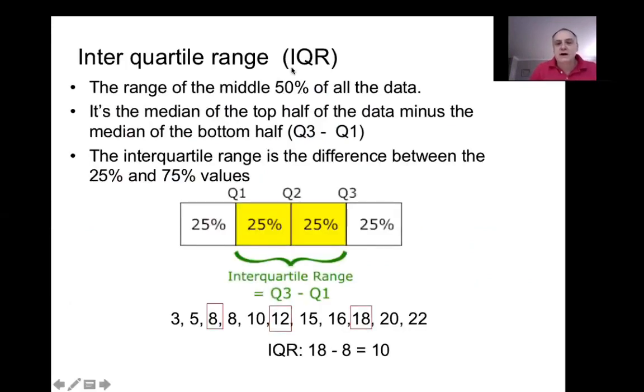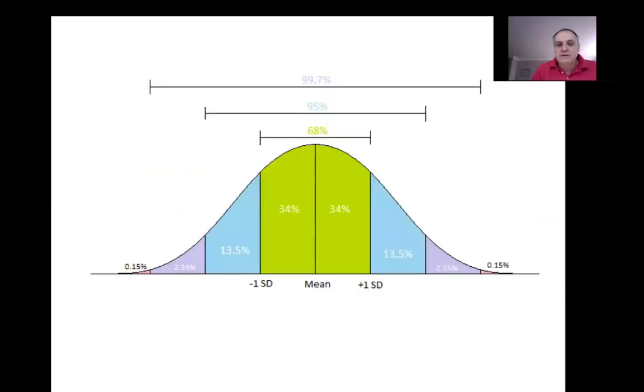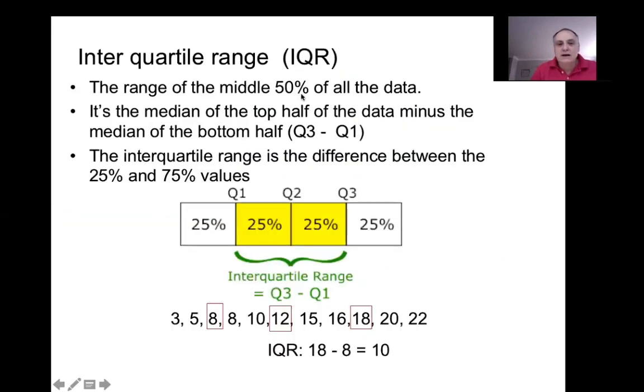So we talk about an IQR, interquartile range, the range of the middle 50% of all the data. Remember with the standard deviation, we're looking at the middle 68%, if you take the mean and one standard deviation on either side. Over here we're looking at the middle 50% of the data. It's the median of the top half of the data minus the median of the bottom half of the data.